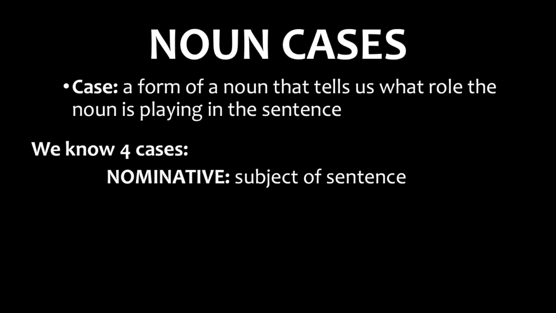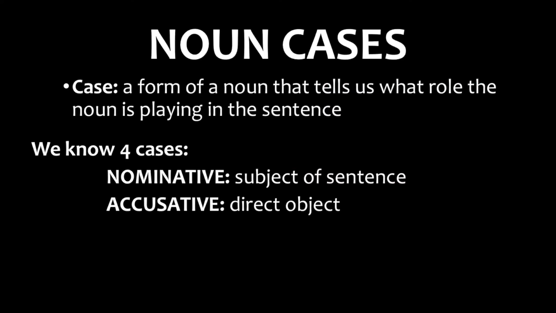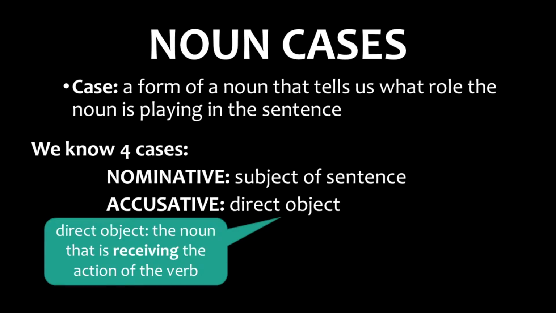We know the nominative case, which indicates the subject of a sentence. And remember that the subject is the noun that is performing the action of the verb. The accusative case indicates that a noun is the direct object of a sentence. And again, the direct object is the noun that is receiving the action of the verb, just as the subject is the noun that is doing or performing the action of the verb. So the nominative, or the subject, is doing the verb. The accusative, or the direct object, is having the verb done to it.